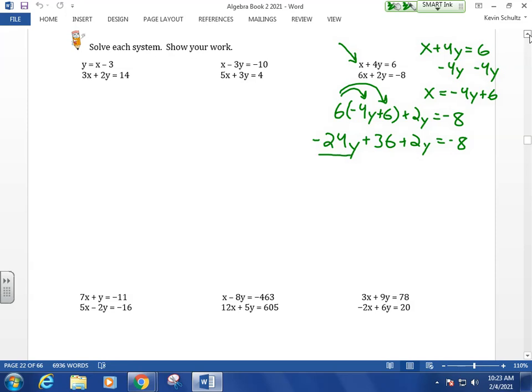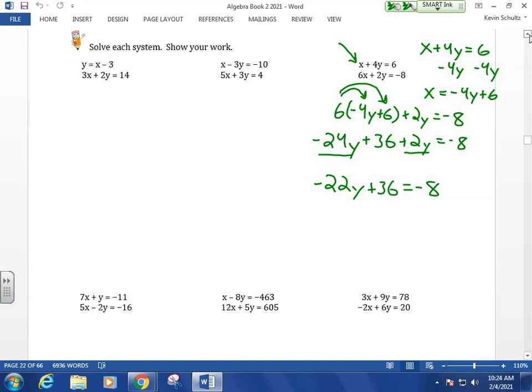And again, because they're on the same side of the equal sign, we're not going to be using opposite operations here. We are not moving them anywhere. We're just combining. So -24 plus 2, -22y plus 36 equals -8. If you got -26y, you subtracted. You went the wrong direction. And now we've got our two-step equation that we can solve.